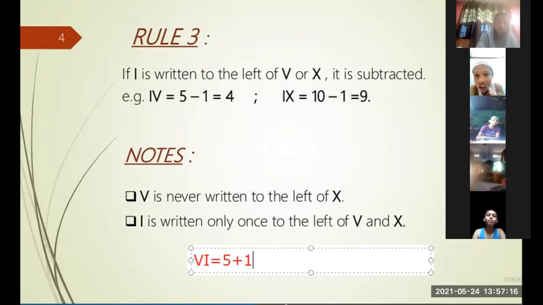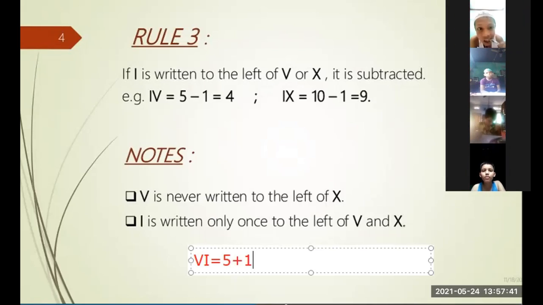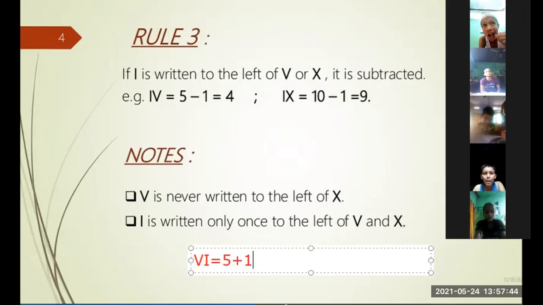Okay, very good. Now, Jadul Islam, you tell me on which rule? First rule, second rule, or third rule? This is first rule. Oh, no. Which rule? Second rule. Very good. That one is our second rule. That means any smaller number, if we write on the right side of a larger number, then every time we will add both the numbers. Correct? Correct or not?